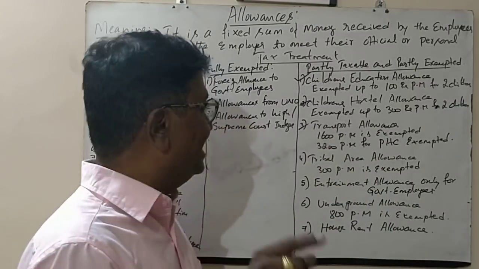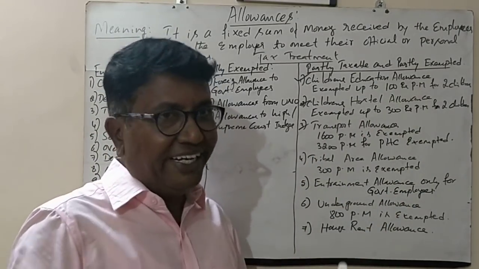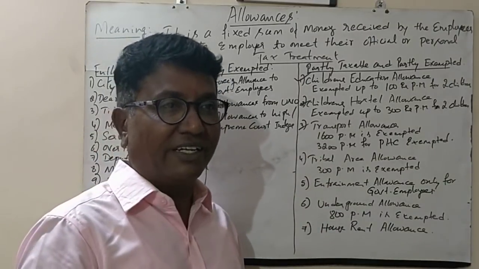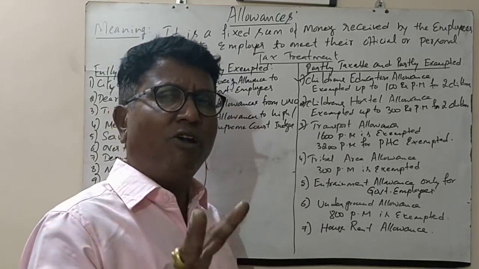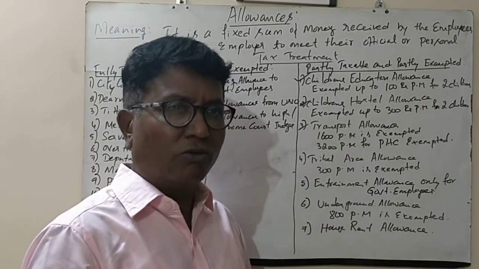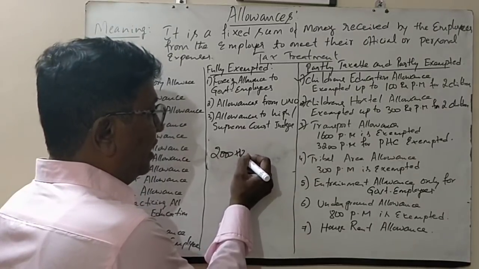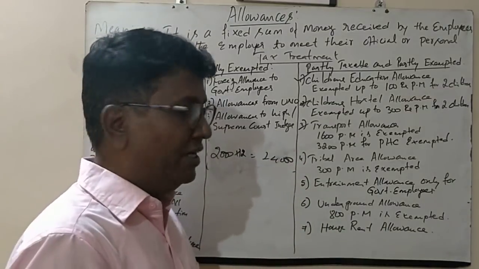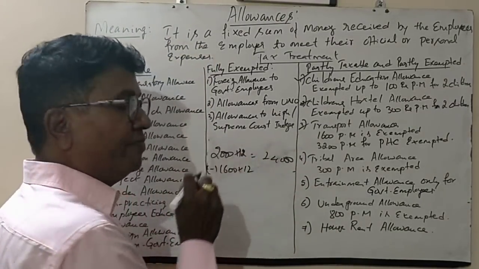If your company is giving more than 1,600 rupees, then it is taxable. If your company is giving up to 1,600, it is exempted. Say for example, ನಿಮ್ ಕಂಪನಿ 2,000 ರೂಪಾಯಿ ಕೊಡ್ತೀರಪ್ಪ ತಿಂಗಳಿಗೆ ಅಂತ ಹೇಳಿದ್ರು. ಹಾಗಾದ್ರೆ 2,000 ರೂಪಾಯಿ ಒಂದ್ ತಿಂಗಳಿಗೆ ಅಂದ್ರೆ 12 ತಿಂಗಳಿಗೆ ಎಷ್ಟಾಯ್ತು? 24,000 ಆಯ್ತು. ಎಕ್ಸೆಂಪ್ಷನ್ ಪೋರ್ಷನ್ ಇಸ್ ಟು 1,600 ಇಂಟು 12, ಕರೆಕ್ಟಾ?